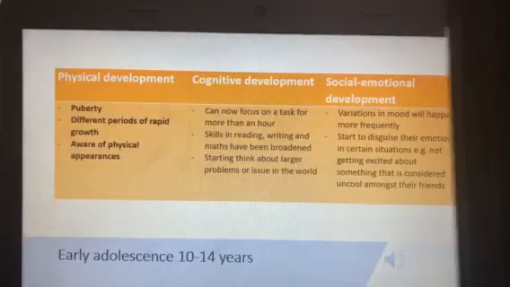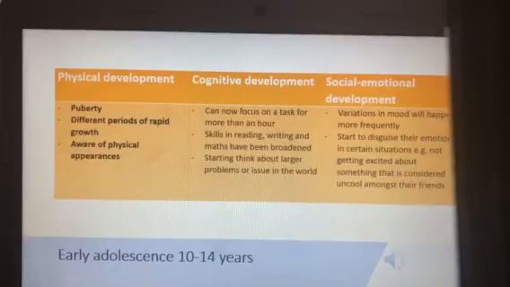Their thinking is now advanced as they problem solve and think much more logically and abstractly. This encourages them to start wondering about problems within the world and the school and why these problems cannot be fixed. In social-emotional development, there is seen a variation in their mood which happens more frequently.